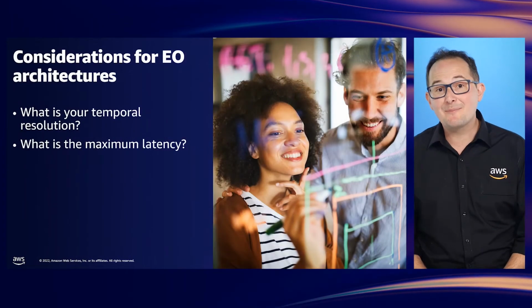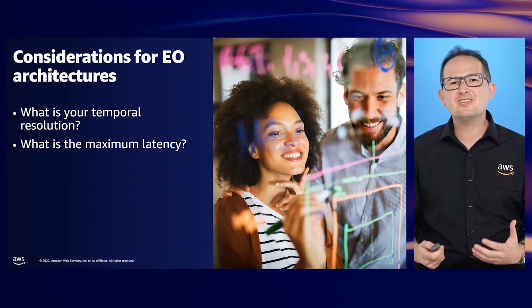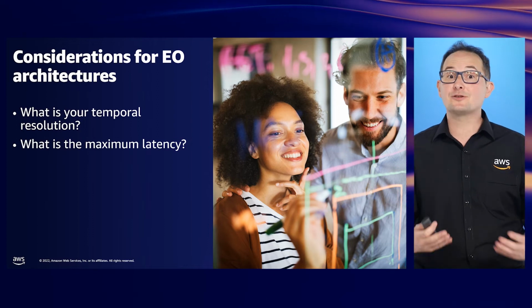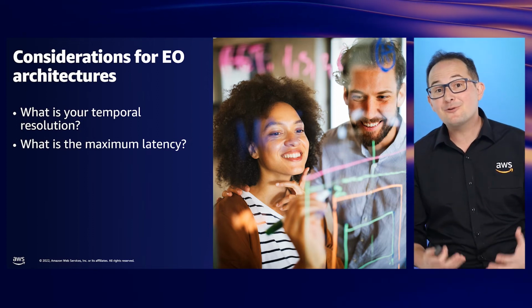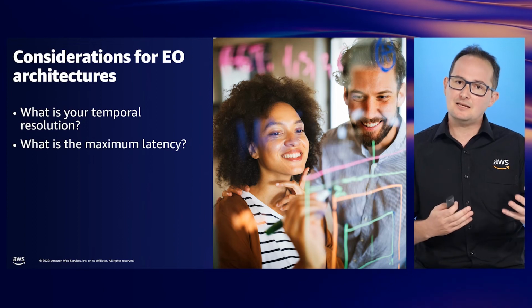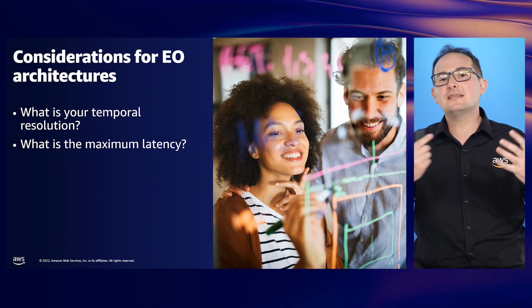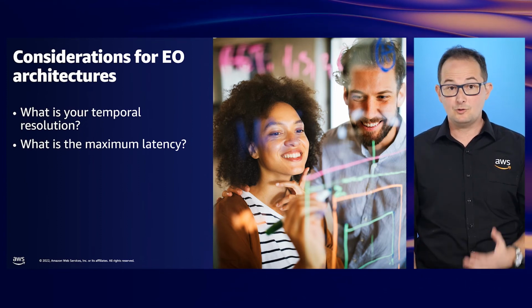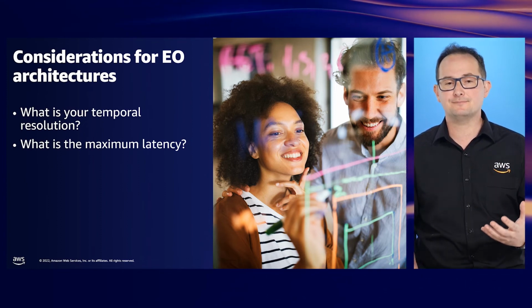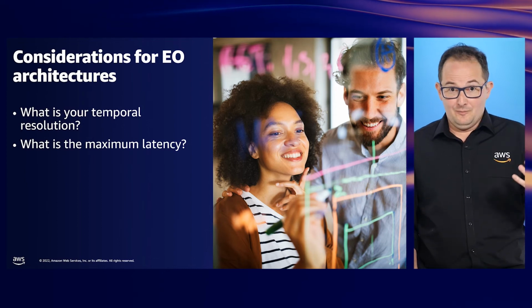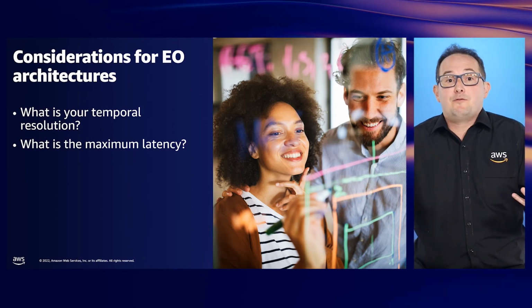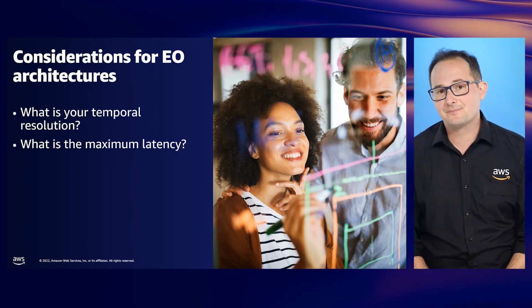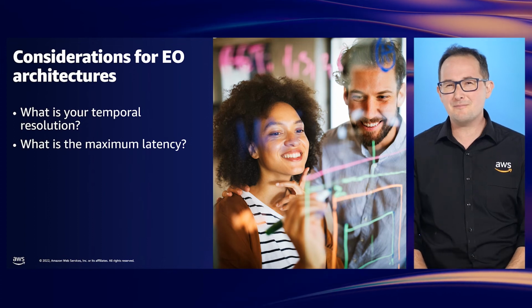And now that we're talking about architecture, what should be the key considerations when you are architecting for Earth observation? The first one is defining your temporal resolution. Temporal resolution means the time between taking an image in a particular place and then revisiting that place for an update. For example, in the bushfire example, you need to alert authorities in a matter of minutes. So you cannot wait for hours before taking another image from the same place. You need to have a very good temporal resolution, probably a temporal resolution of minutes.